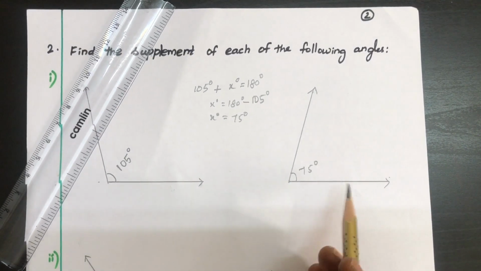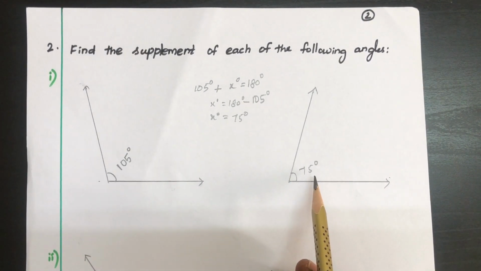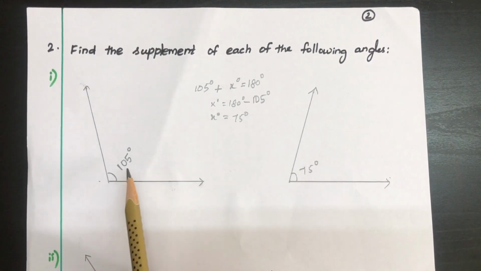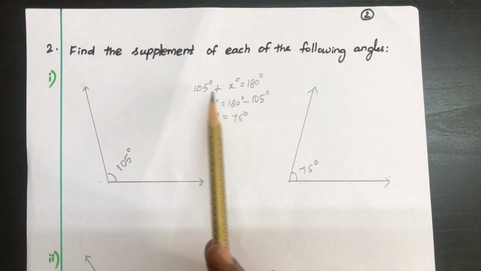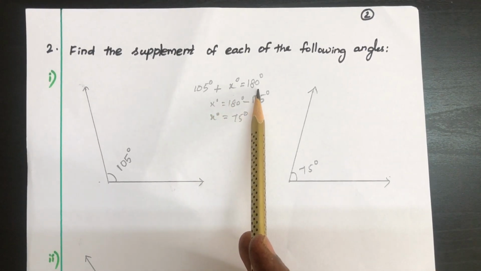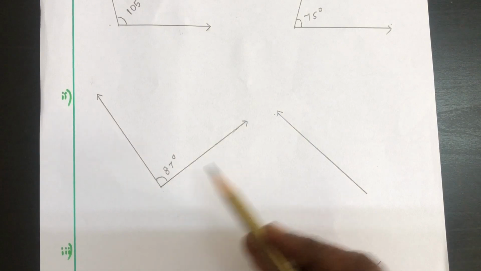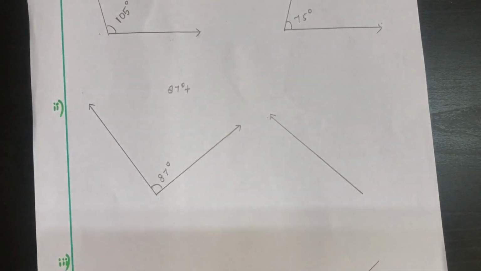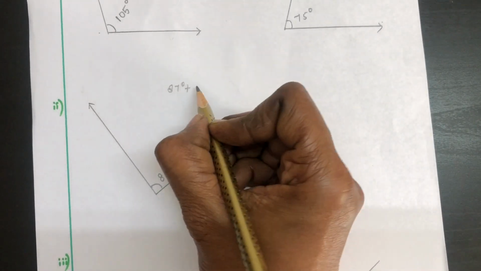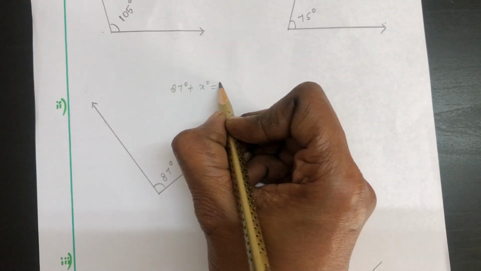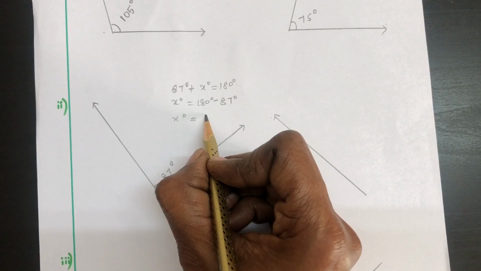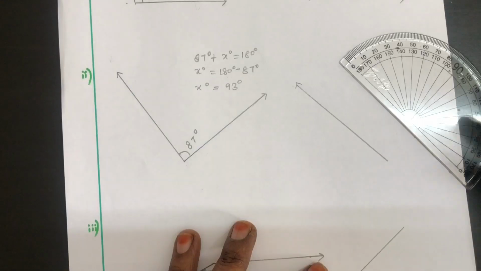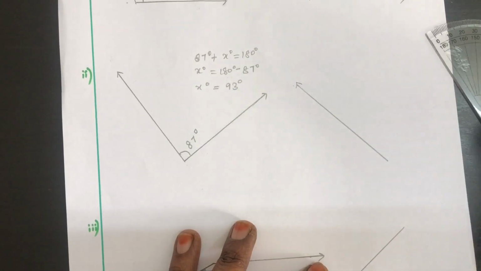This 105 is supplementary to 75 degree. This 75 is supplement to 105 degree because the addition makes 180 degree. What is the supplement of 87 degree? 87 degree, how to find the other degree? 87 degree plus x degree is equal to 180 degree. 93 degree. How to draw 93 degree?